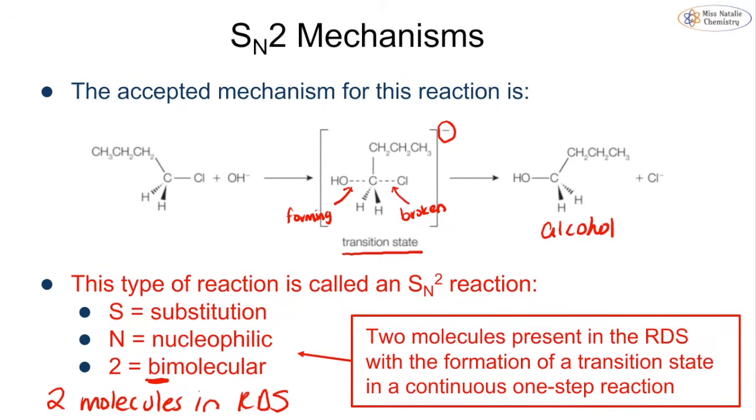And this is a continuous one-step reaction. So that is very different to the SN1 mechanism. SN1 mechanisms are 2 steps with a carbocation intermediate, and SN2 is 1 step with the transition state. So just be aware that the 1 and the 2 in SN1 and SN2 refer to the number of molecules in the rate determining step, not the actual steps of the mechanism.